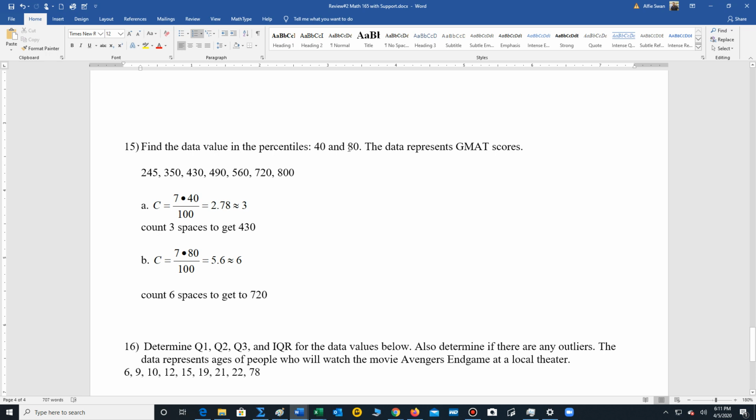Now we have a problem where we have to find the values in the 40th and 80th percentiles. Well, we have to compute our C value. That's going to tell us how many spaces to count. N is 7 because we have 7 values times 40 divided by 100. That's 2.8. We round to 3 and we count 3 spaces to get to 430. Using the same formula with 80, 7 times 80 is 560 divided by 100, 5.6, round to 6, count 6 spaces to get to 720.